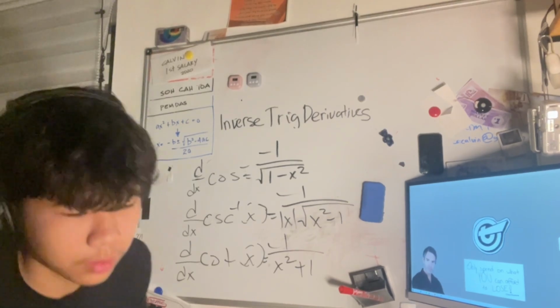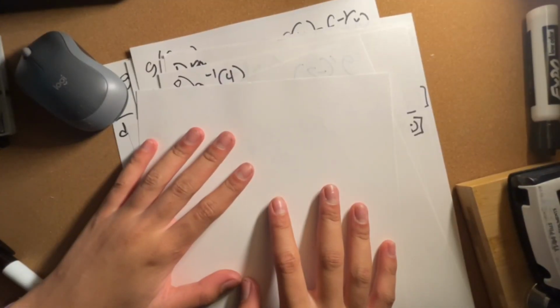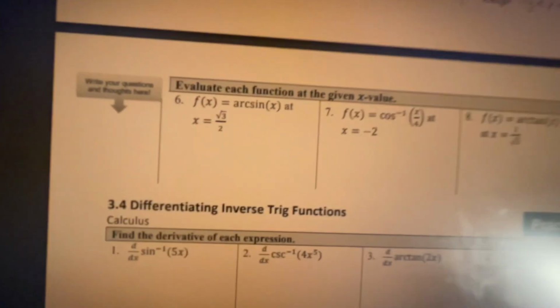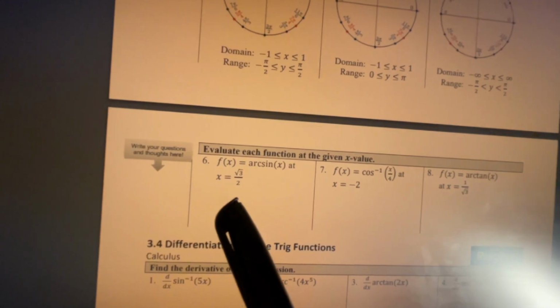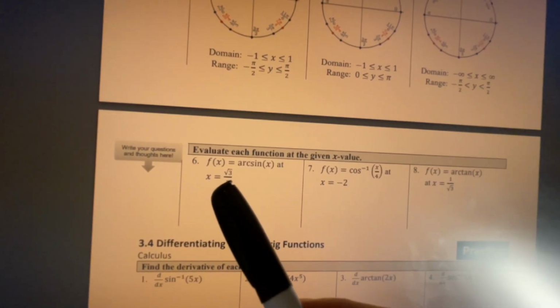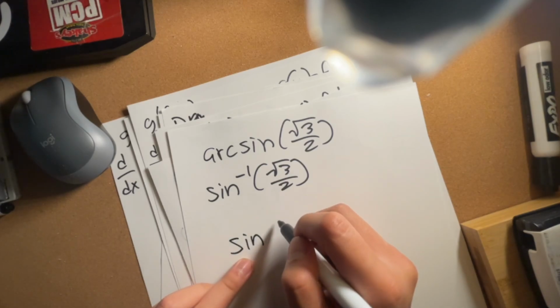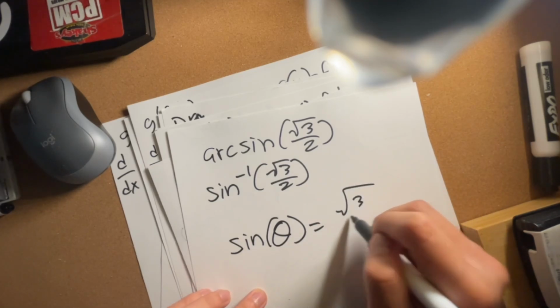Let's go to some problems. I'll show you some problems right now. All right, I changed camera angles so you can see what I'm working on, and we'll be working on 3 problems. The first problem is arc sine of x at x equals square root of 3 over 2. Basically that means: sine of what angle theta is equal to square root of 3 over 2?